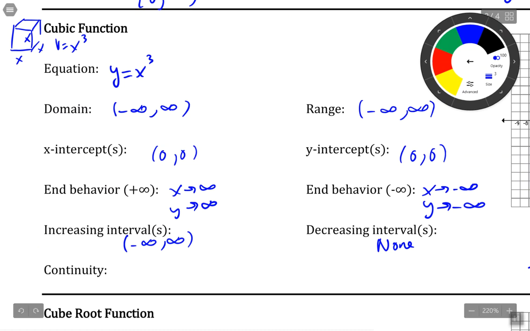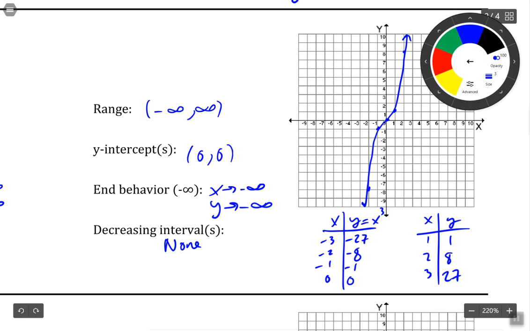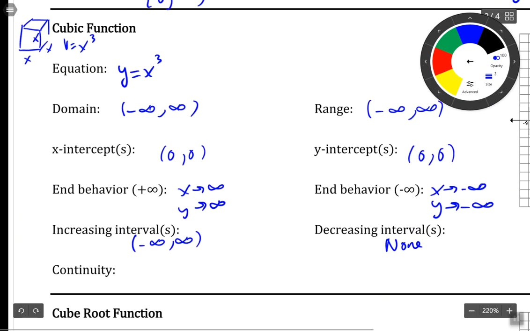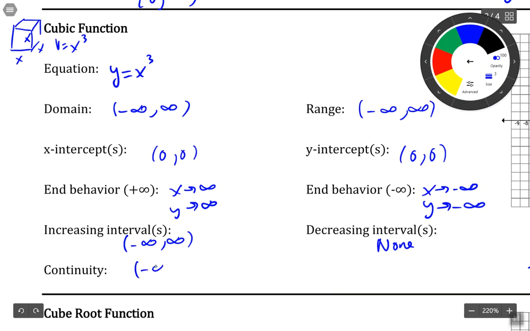Continuity. Is it continuous? Over what interval? Does it keep going on forever and ever? Can I put any number I want in there? So is it continuous over the whole interval? Yes. The whole domain, so it's negative infinity to infinity. You are defining the domain over which it is continuous. So it's continuous on that interval.